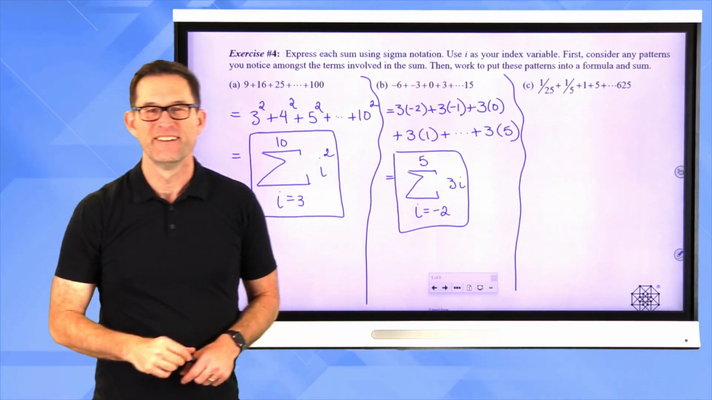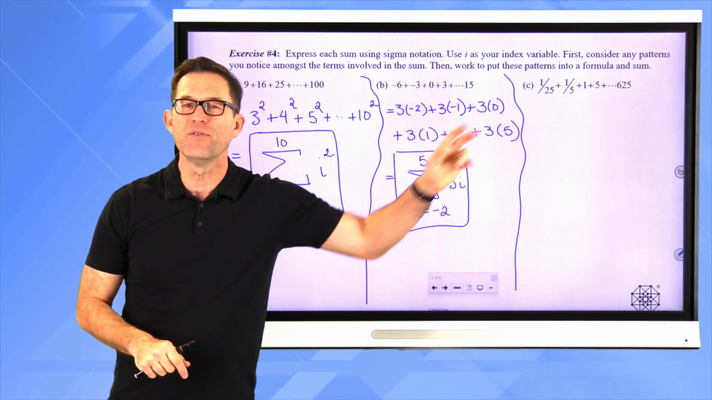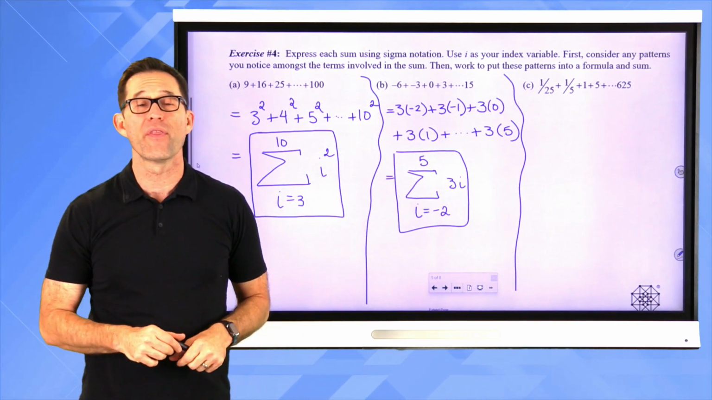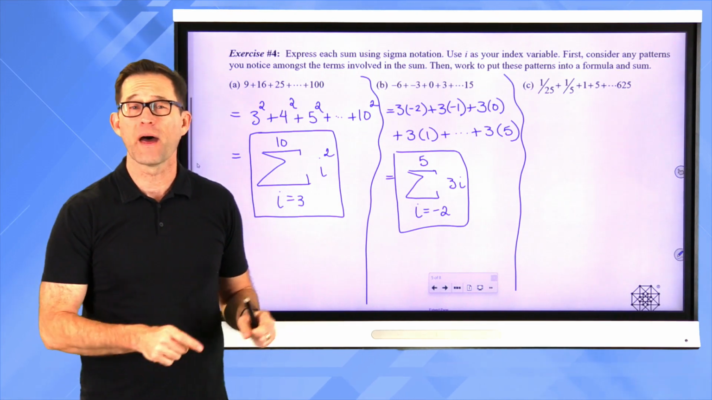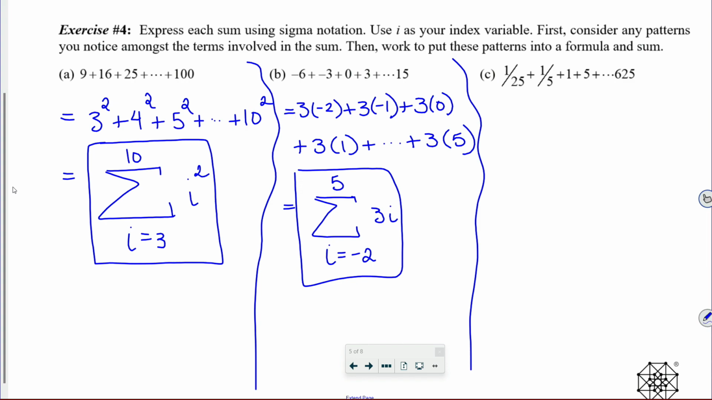Okay. Pause the video now, look at letter C, and see if you can figure out what pattern is going on there, and then if you can put that pattern into a summation.